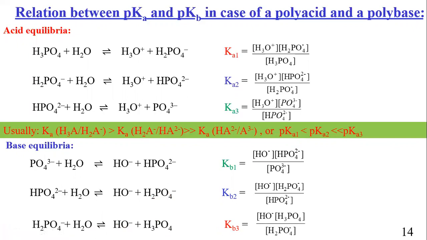And of course, you can write an expression, products divided by reactants as usual. Now, in this case, as in the above for acids, Kb1, the first basicity, is more basic than the second basicity, than the third basicity.